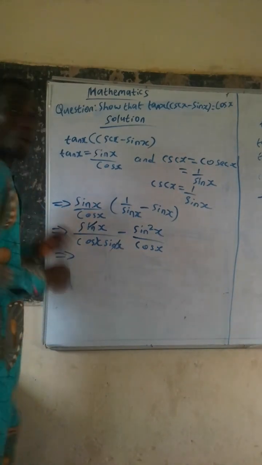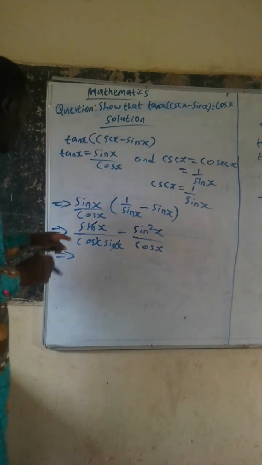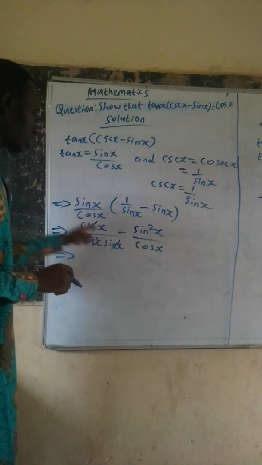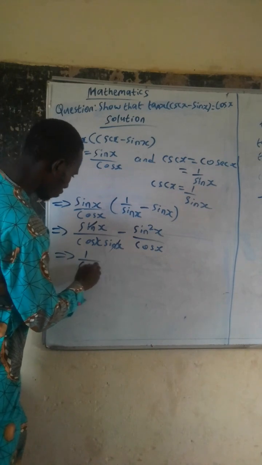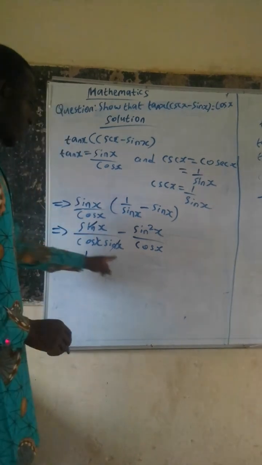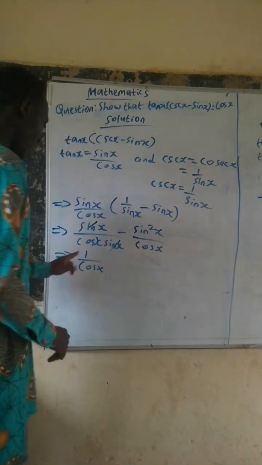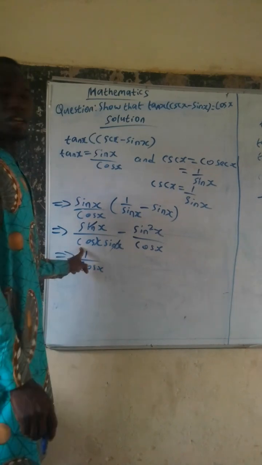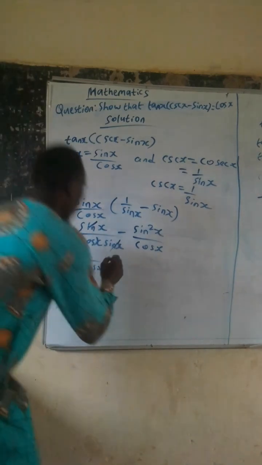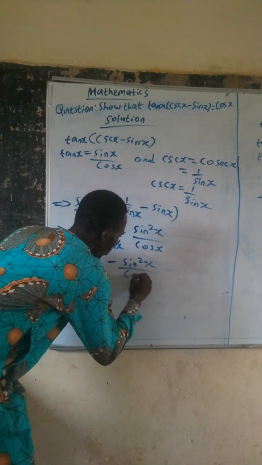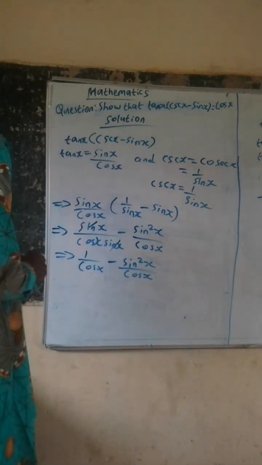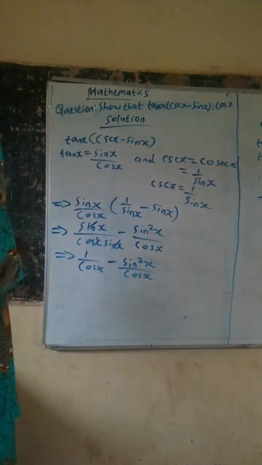Similarly, what are we going to have? Having done that, this cancels this. We are going to be left with 1 divided by cos x, because sine x divided by sine x is 1. So we have 1 divided by cos x in the main, right? We have minus sine square x all over cos x. So, have you seen that now?